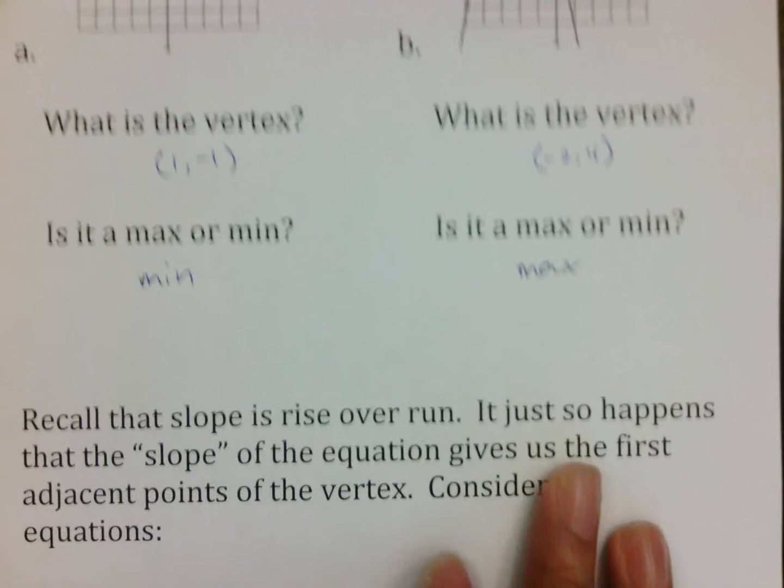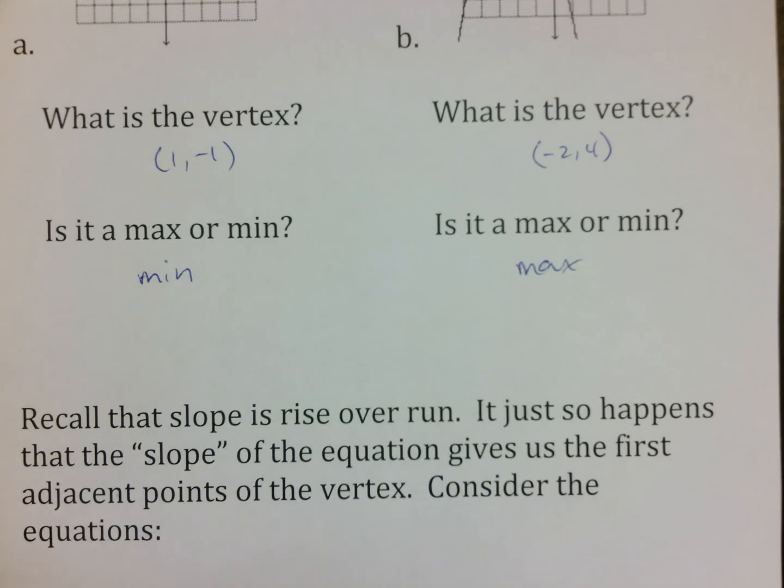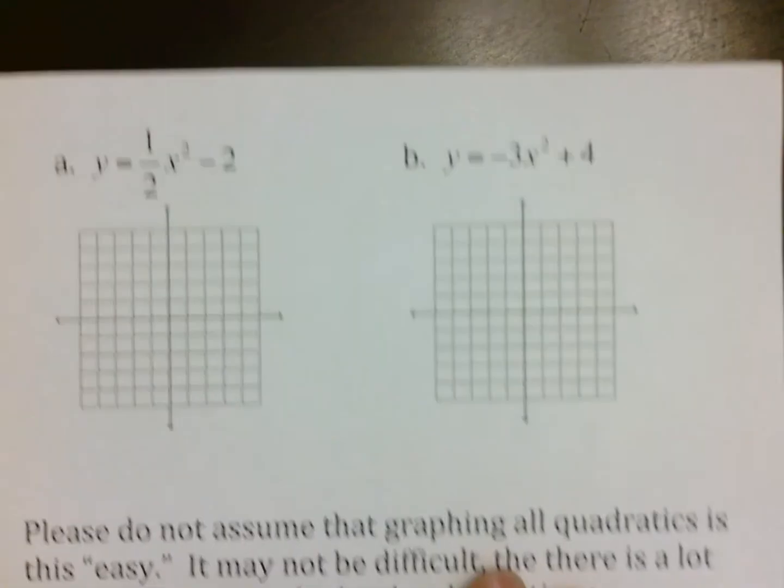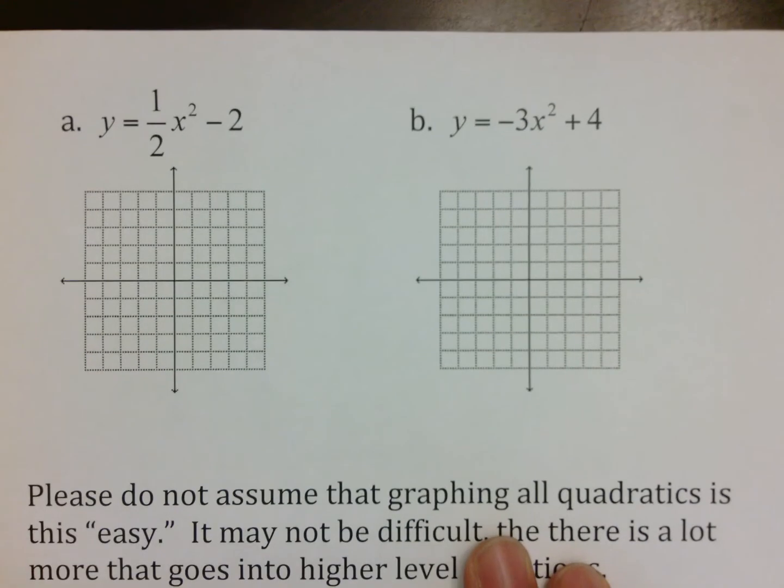Also recall that slope is rise over run. It just so happens that the quote-unquote slope of the equation gives us the first adjacent points of the vertex. And I know you don't know what that means, but hopefully you do revisit these videos, because sometimes if you watch the video with a little bit of background knowledge, more information comes to you.